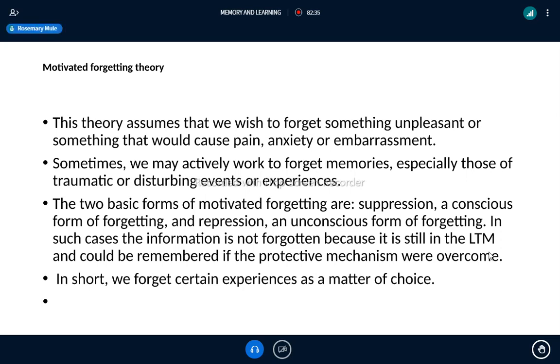We have two basic forms of motivated forgetting. One of them is suppression, which is a conscious form of forgetting. You want to force yourself not to remember it. That is why we call it suppression. And repression is an unconscious form of forgetting. In such cases, the information is not forgotten because it is still in the long-term memory, and it could be remembered if the protective mechanisms were overcome.